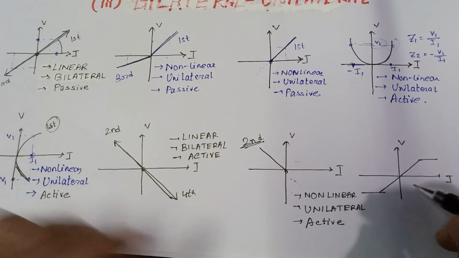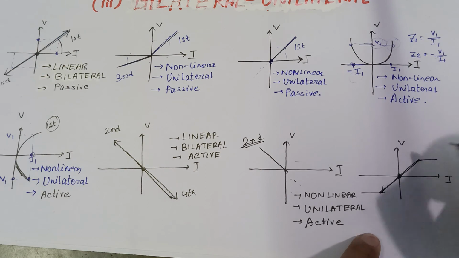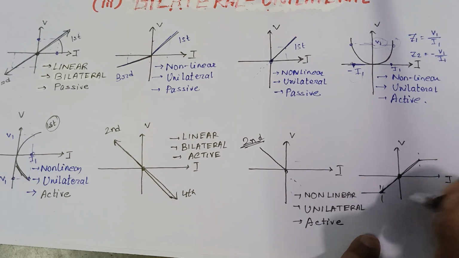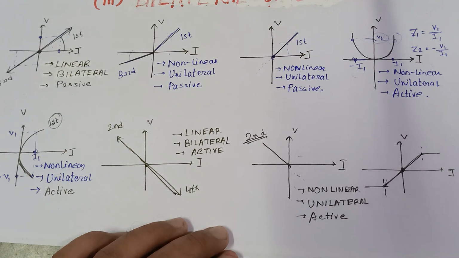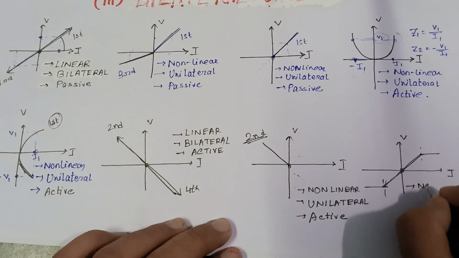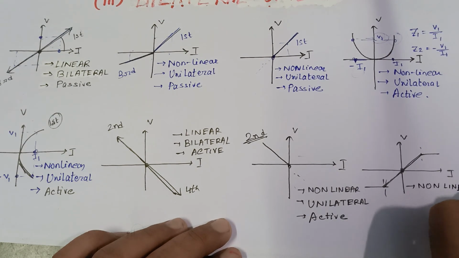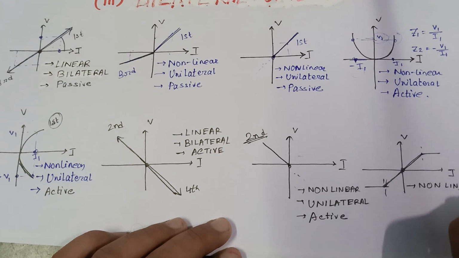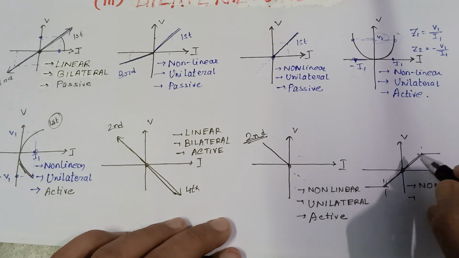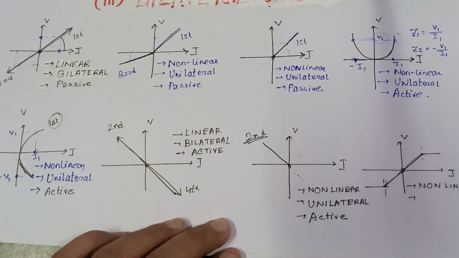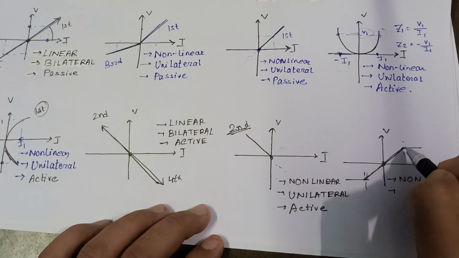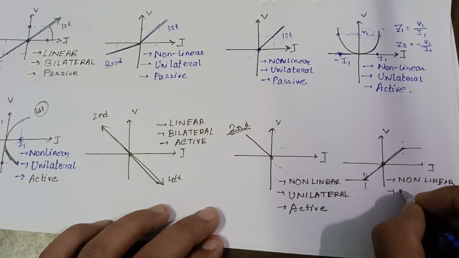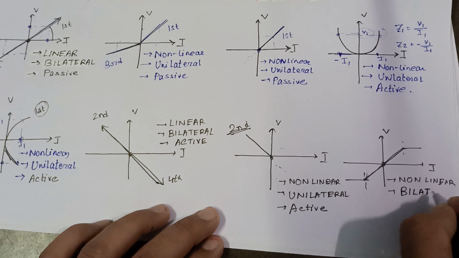And in the last example, see, it is following only one equation of straight line passing through origin, but not for all time. Even if the slope is same here and here, but still it is not following the equation for all time. So it is non-linear. And see, slope is same here and here. So the ratio of voltage and current will be same in this section and this section. So it should be bilateral.